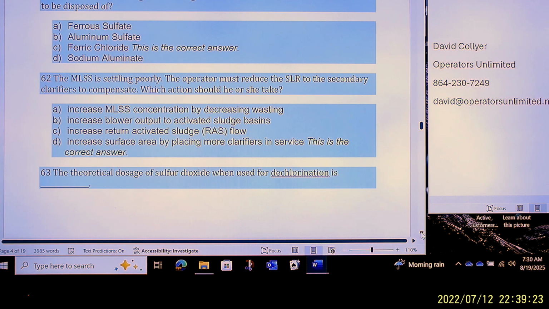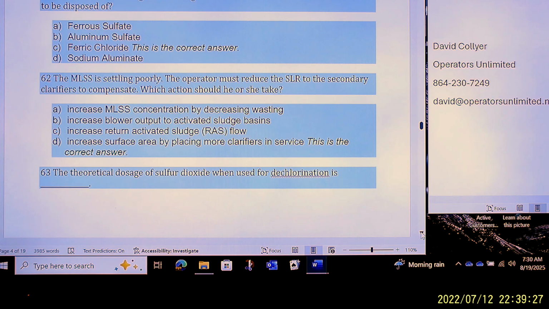61. Which of the following conditioning chemicals adds the most mass to the solids to be disposed of? A, ferrous sulfate, B, aluminum sulfate, C, ferric chloride, D, sodium aluminate. The answer to 61 is C, ferric chloride.